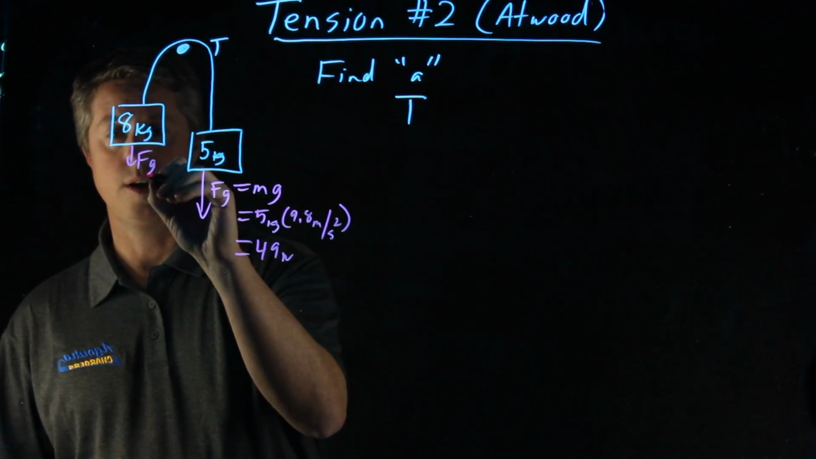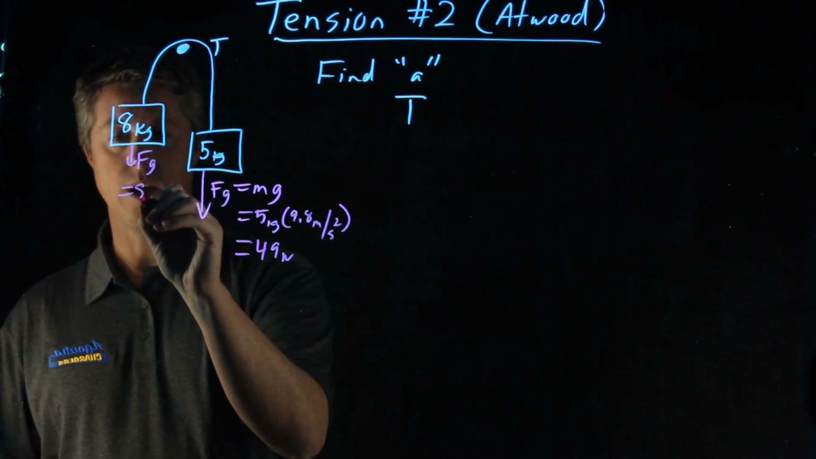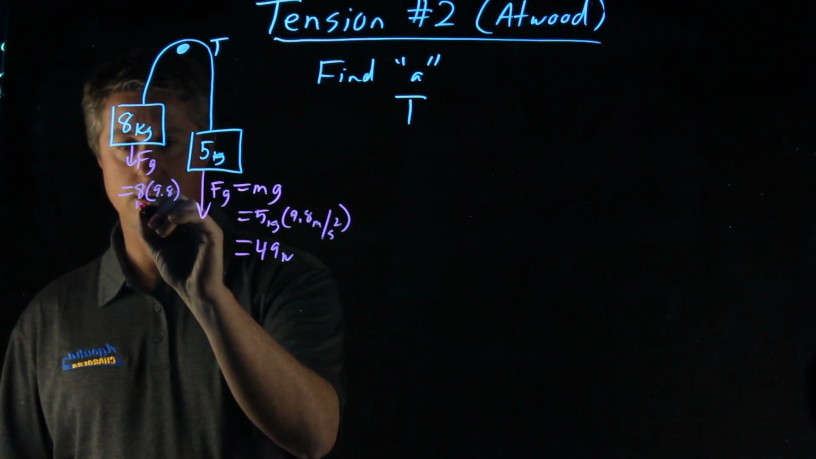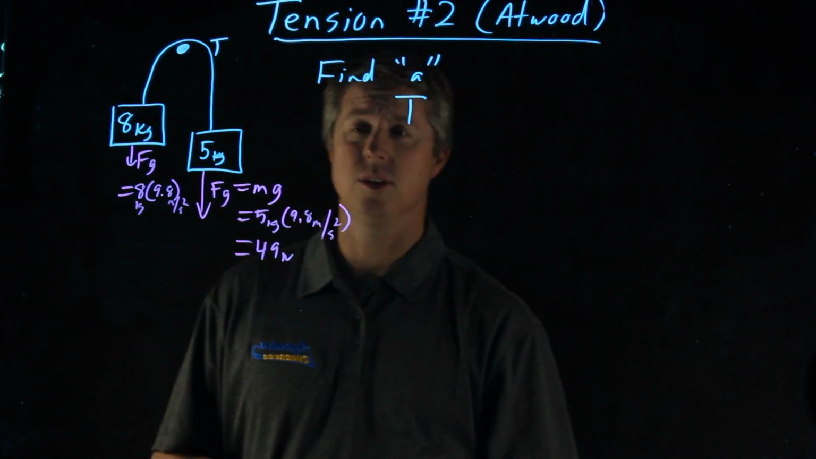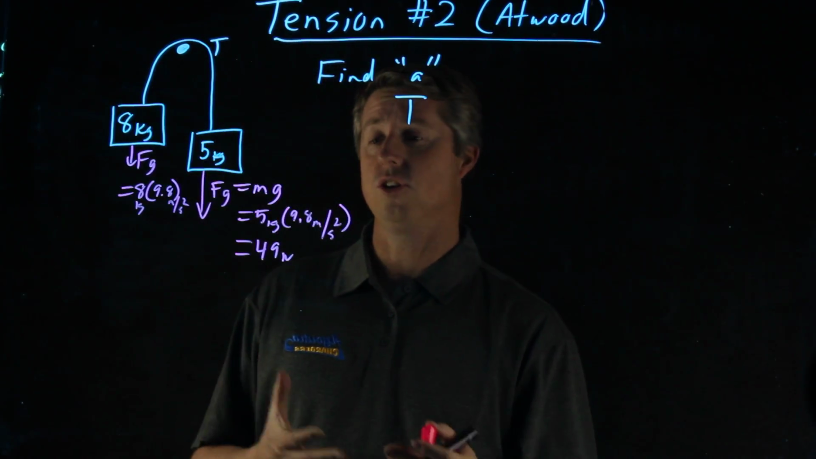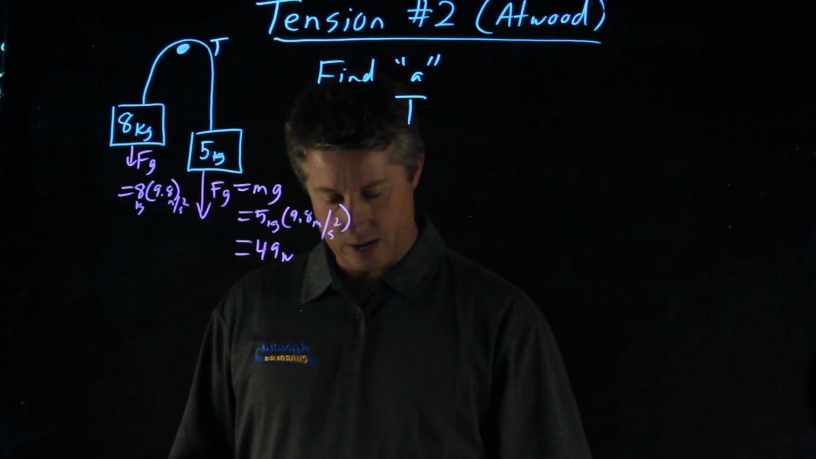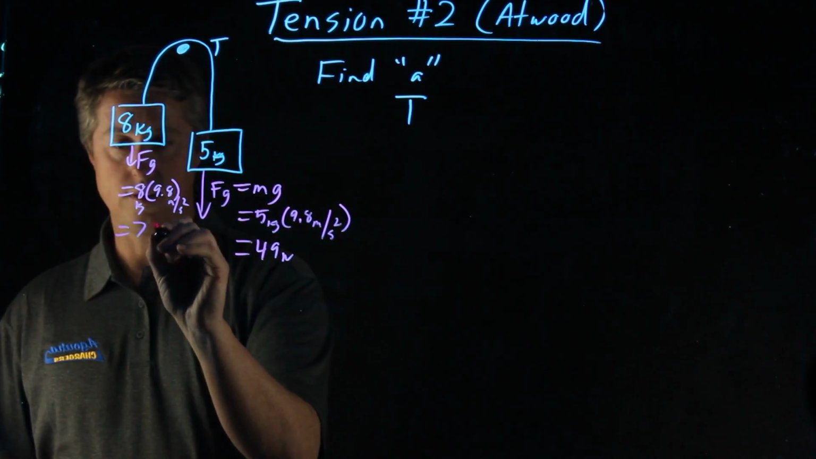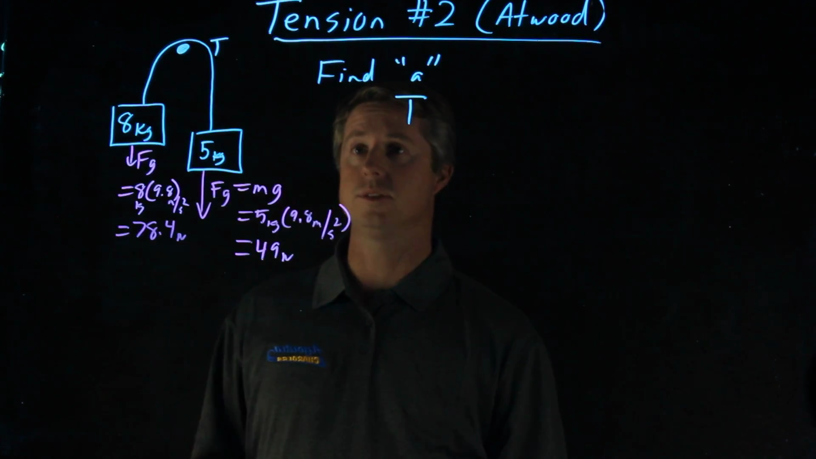The 8 is pulled down by the force of gravity, and that also would be mass times gravity, so that would be 8 times the 9.8. Shortcutting ourselves a little bit, I think we should still have units there. It's better to work with units, in case you make a mistake, your units will tell you what you have. So 8 times 9.8 gives you 78.4 newtons. Okay, that's all the forces that are there.